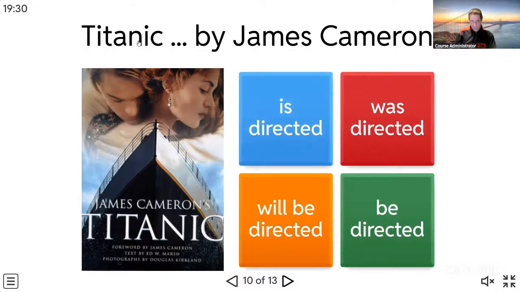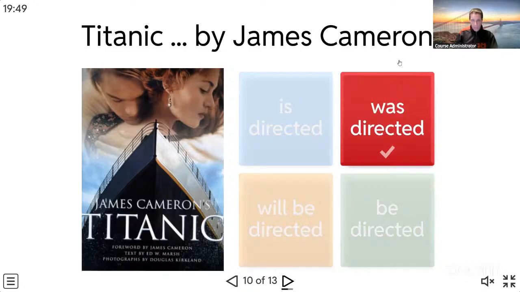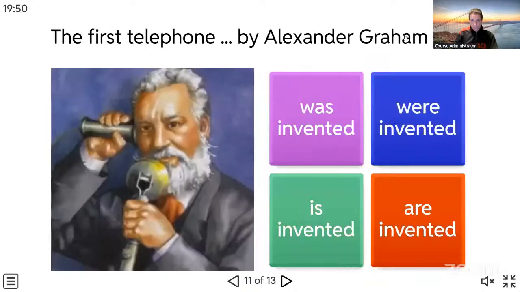So Titanic is an older film, maybe 30, 40 years ago. So Titanic was directed by James Cameron. In this case, we're not focusing on James Cameron, the director. We're focusing on the film. The film was directed by James Cameron.